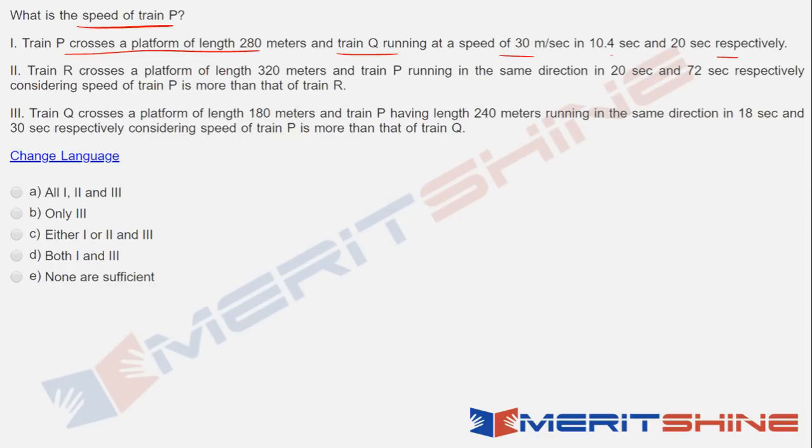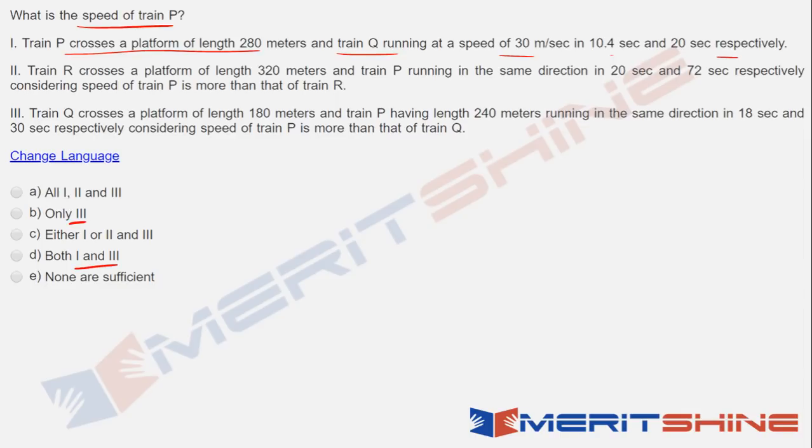Length of train Q is missing, length of train P is missing, so we cannot do anything about it. So again, look at the options. Which statement do we check now? It says we can combine 1 and 3. We should go to option 3 because this is an option.